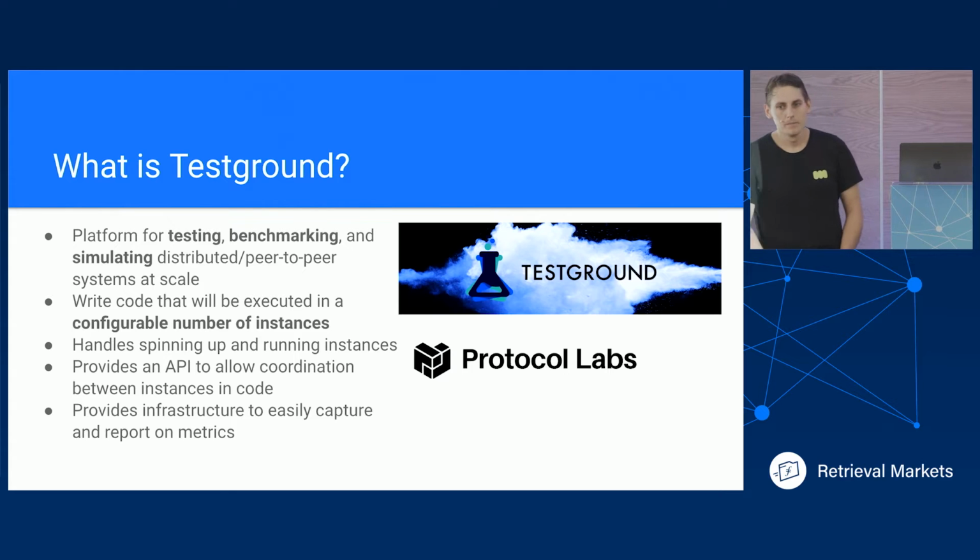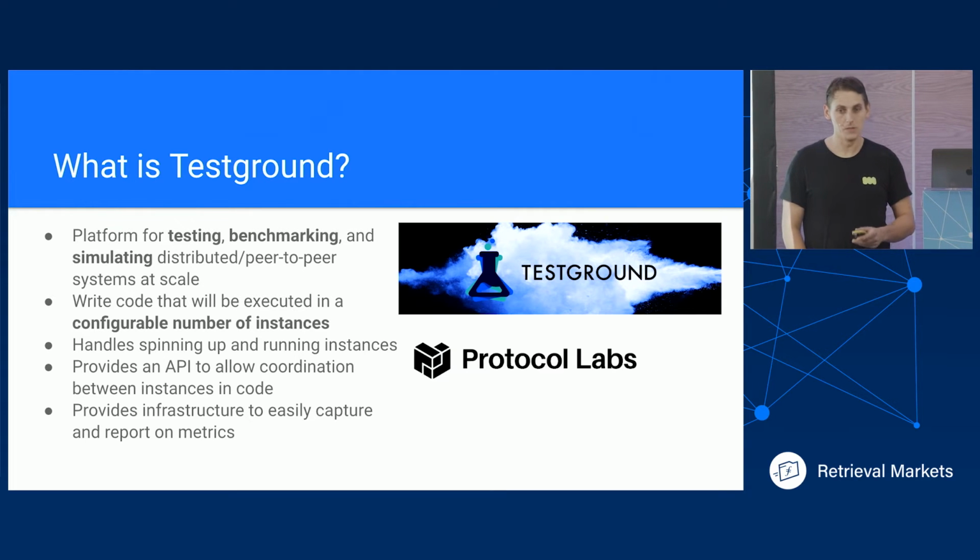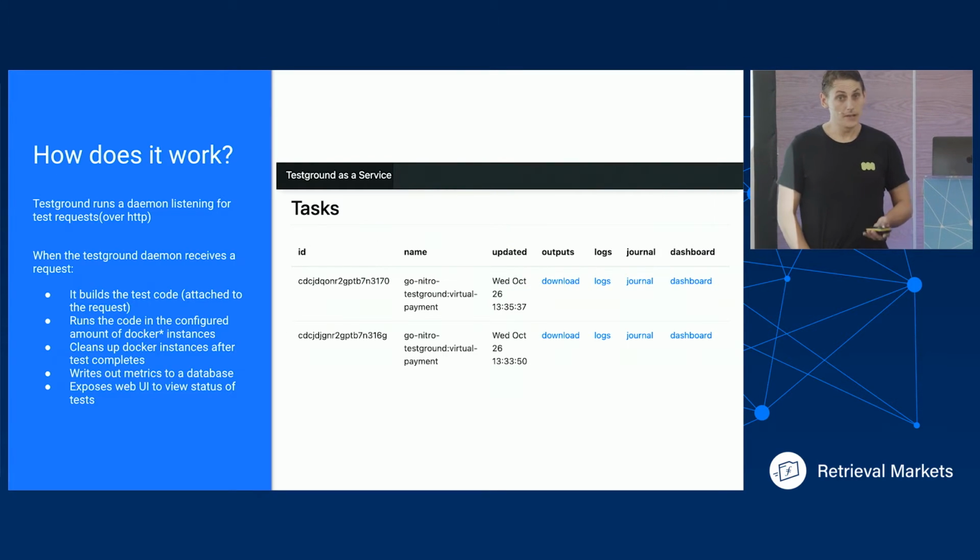So what is Testground? Basically, Testground is a platform for testing, benchmarking, and simulating complicated distributed or peer-to-peer systems. It lets you write code that gets spun up in a configurable amount of instances. It handles all the hard work of spinning up those instances, and also provides an API that allows those instances to coordinate and figure out what role they're going to play in a test. And it also provides a lot of infrastructure to record performance metrics and then report on that, which is super handy.